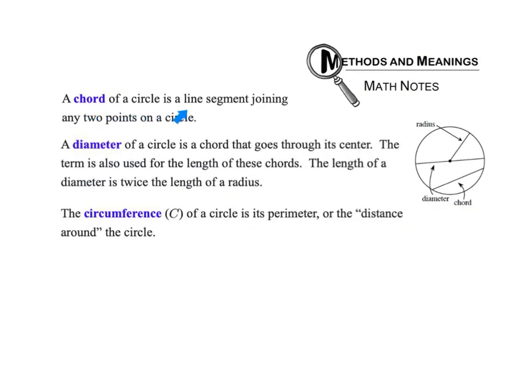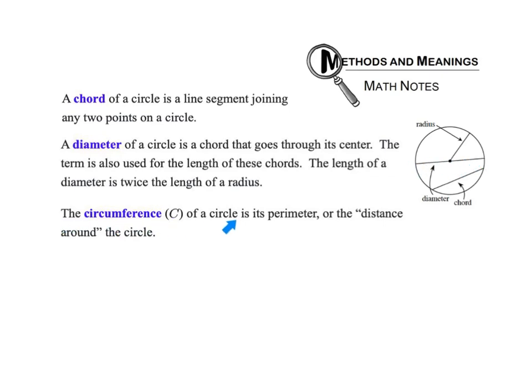A chord of a circle is a line segment joining any 2 points on a circle. So this is an example of a chord. The diameter of the circle is a chord that goes through its center. So the diameter is here. Keep in mind that the length of a diameter is twice the length of a radius, because here is a radius, here is a second radius, and together they make the diameter.